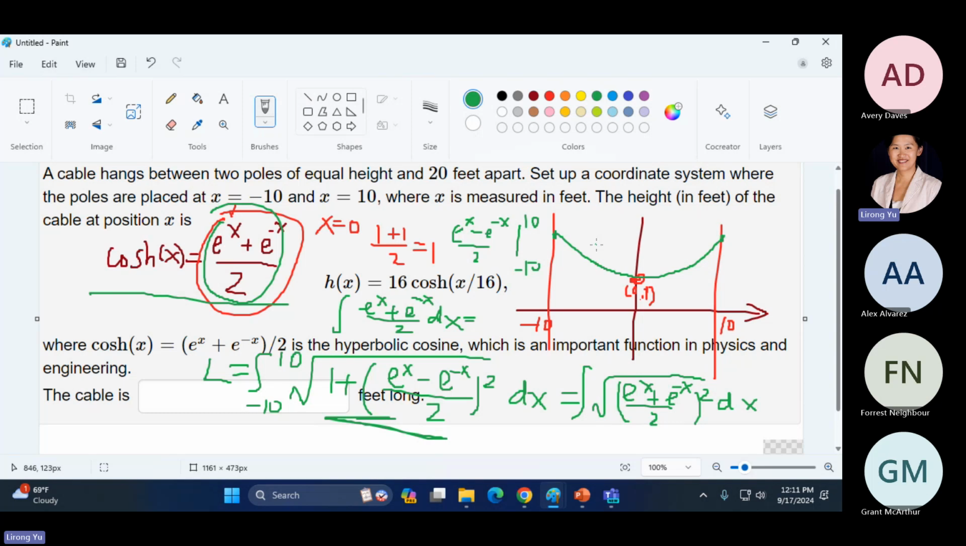Oh, yeah, right. We have a 16. I totally forgot it. So it's not the hyperbolic cosine, it's 16 times hyperbolic cosine. Yikes. So what will happen? So there will be 16 over here. How does that change the answer?